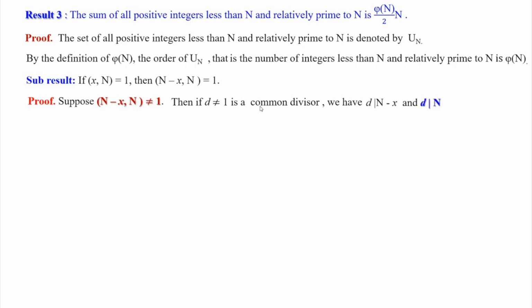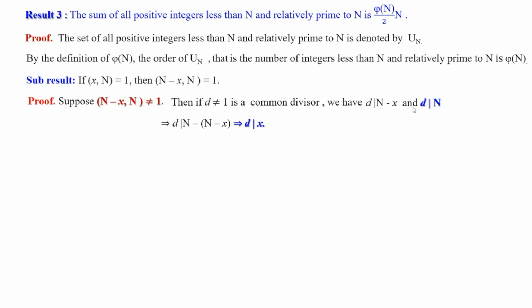Then, as a common divisor, d must divide n minus x and d must divide n. Now these two together imply that d divides x. That is because we have already seen a result in the first video that if c divides a and c divides b, then c must divide a minus b. The proof of this is already given, so we make use of the result. So this is what we have.